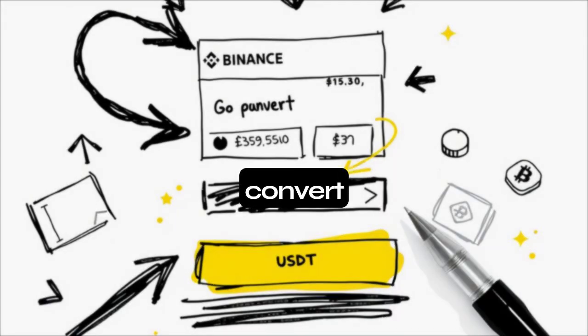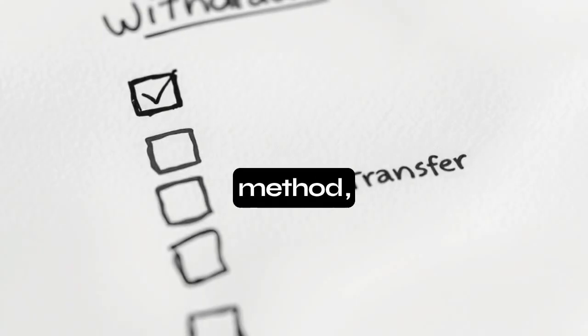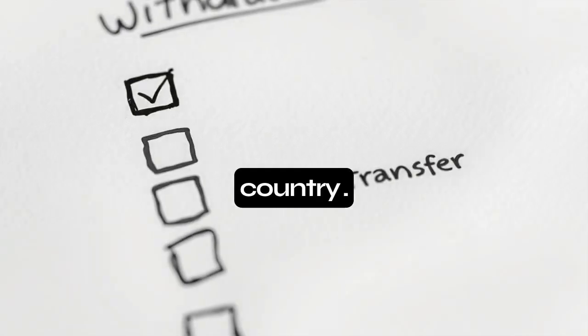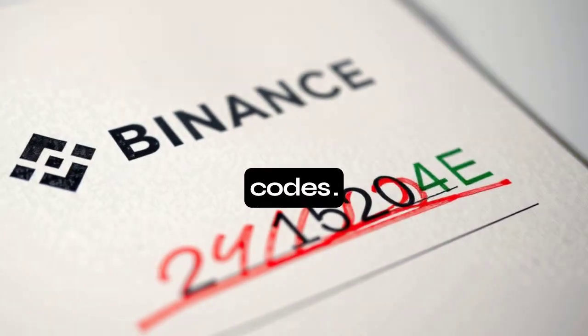If required, convert USDT to local fiat using Binance Convert or Sell before withdrawing. Choose the bank transfer method, like SEPA, ACH, or SWIFT, based on your country. Carefully enter your bank details and double-check the account number and routing codes.